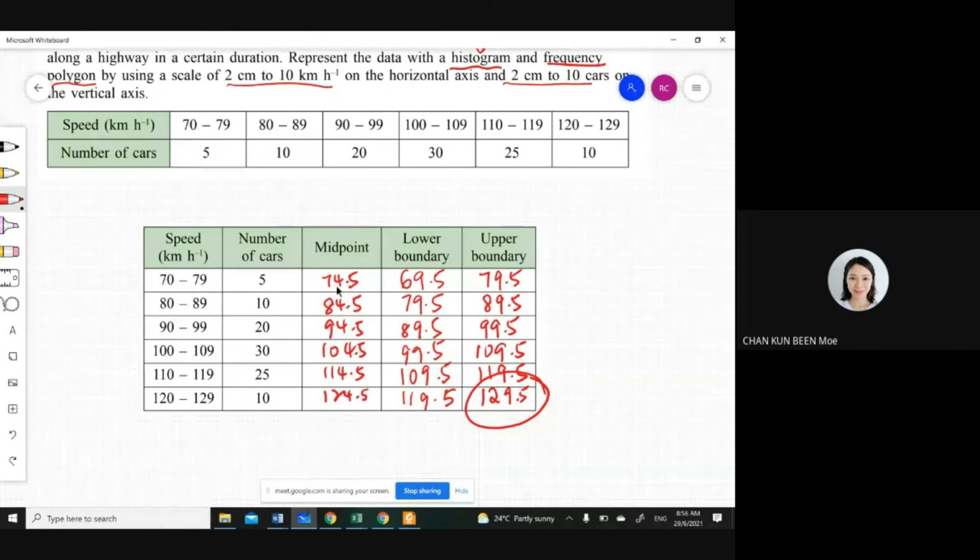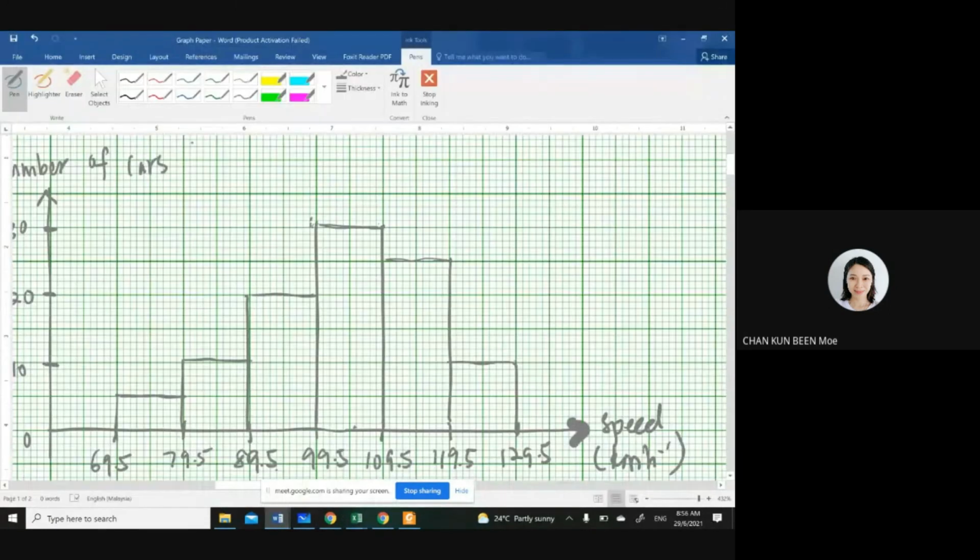Okay, so the midpoint is 74.5. I'm going to plot all the 84.5, 94.5 up to 124.5. Okay, go back to this one. I'm going to use the same color. So you can see this is 74.5, 84.5, correct? 94.5, 104.5, 114.5, 124.5.